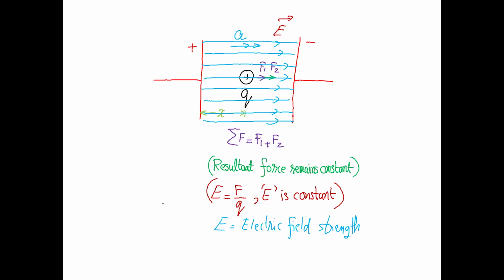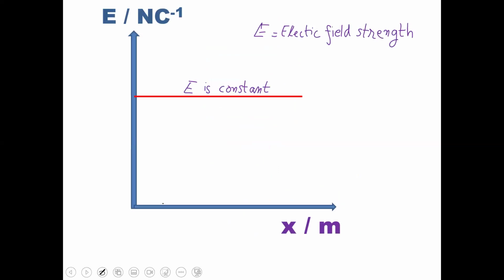Now, let us put the graph again. Look at the screen. Capital E is constant. It's a straight line. Electric field strength is constant. Whenever something is constant, its graph is a horizontal line. So E is constant. What is E?